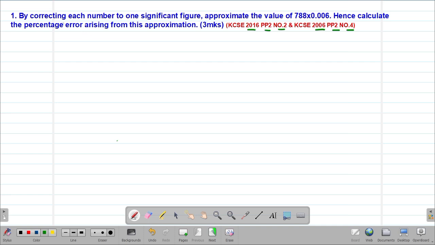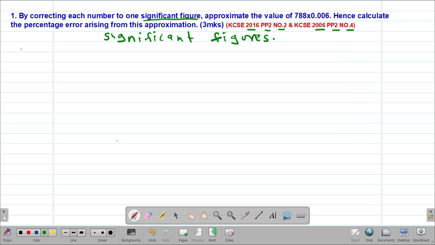So it reads that by correcting each number to one significant figure, approximate the value of 788 multiplied by 0.006, hence calculate the percentage error arising from this approximation. So to understand this better, let's start by reminding ourselves of what we mean by significant figures. Remember, significant figures is a concept taught under Form 1 mathematics.